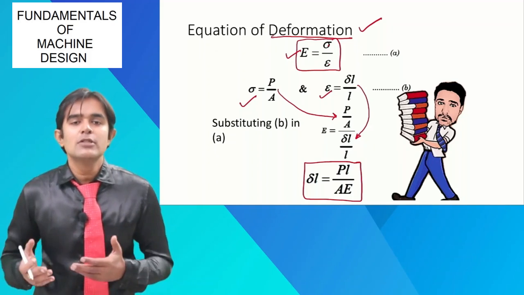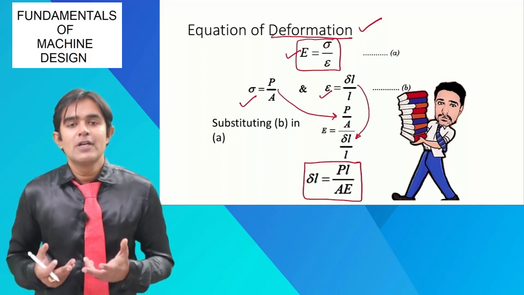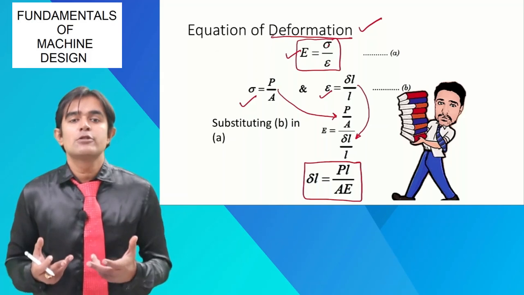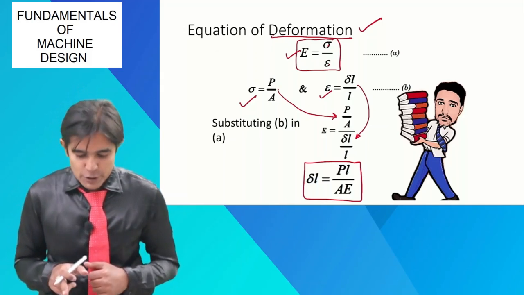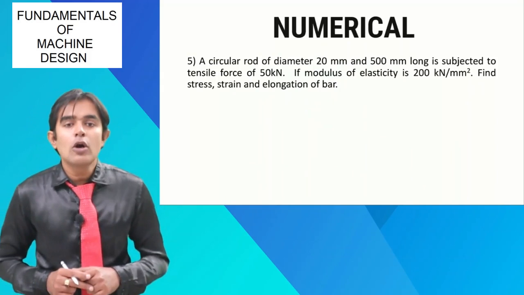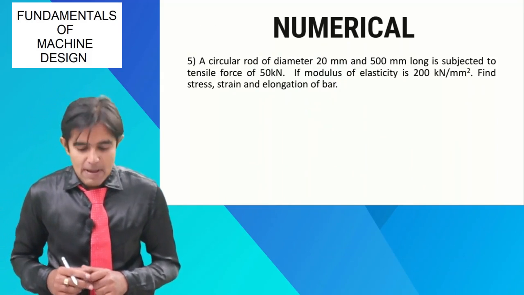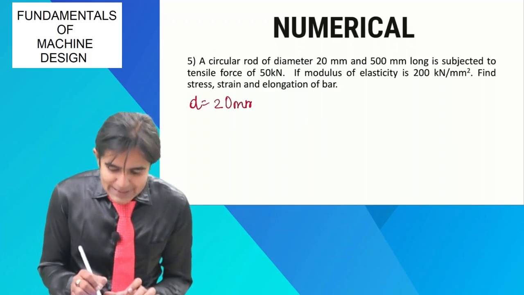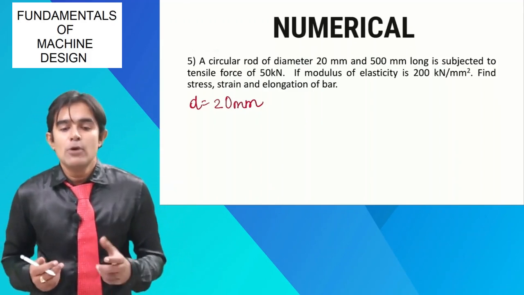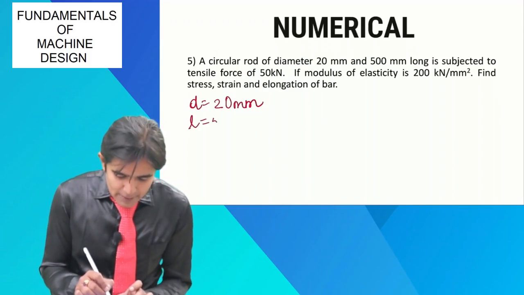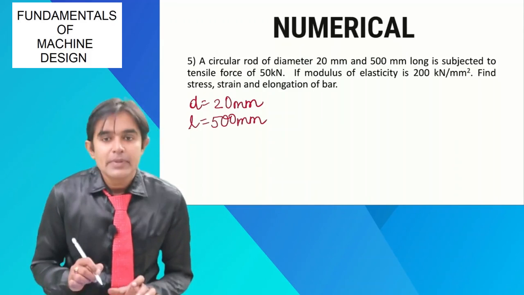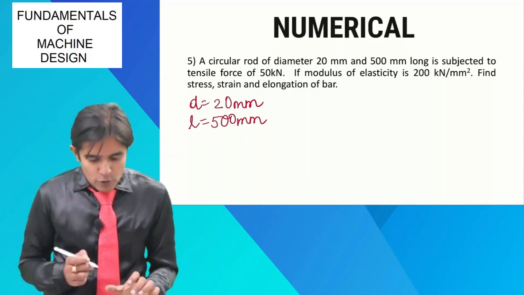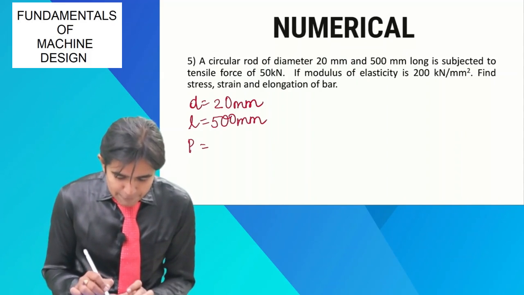There are many numericals which are asked on modulus of elasticity and deformation. So let us see one of the numericals on deformation, how to find out the deformation. A circular rod of diameter 20 mm. So there is a rod which is having diameter 20 mm and is 500 mm long. So its length is given, which is 500 mm. It is subjected to a tensile force. It is subjected to a pull force which is of 50 kilonewton.